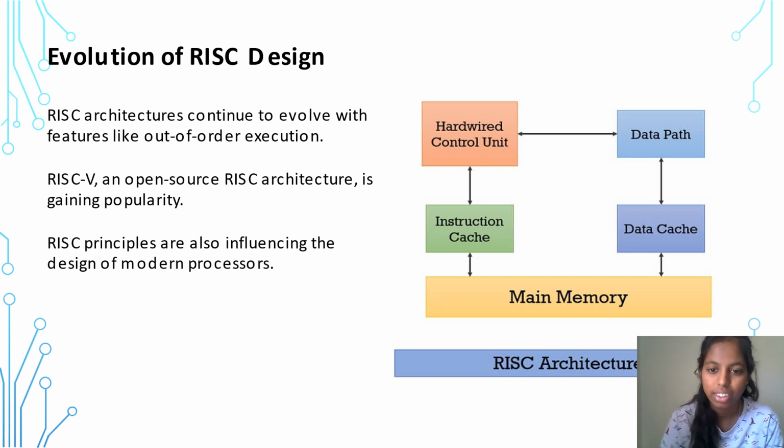We also have the instruction cache, where the instruction for the data to be processed, like subtraction, addition, or whatever operation, is given to the hardware control unit to process the data. This is how the RISC architecture works.